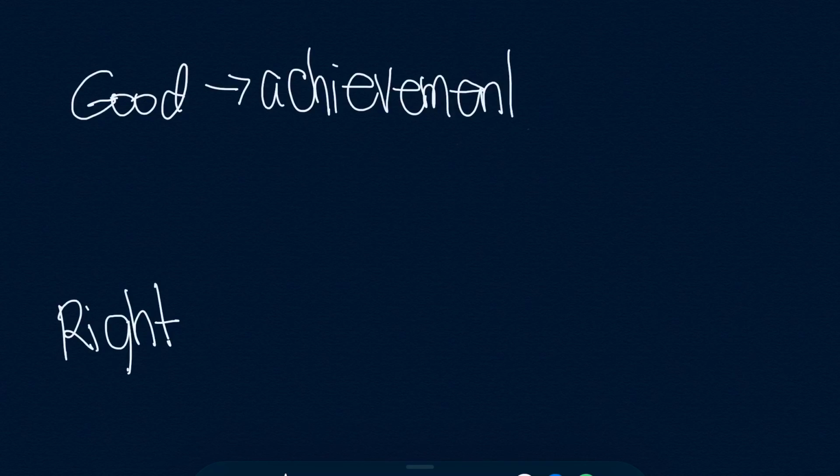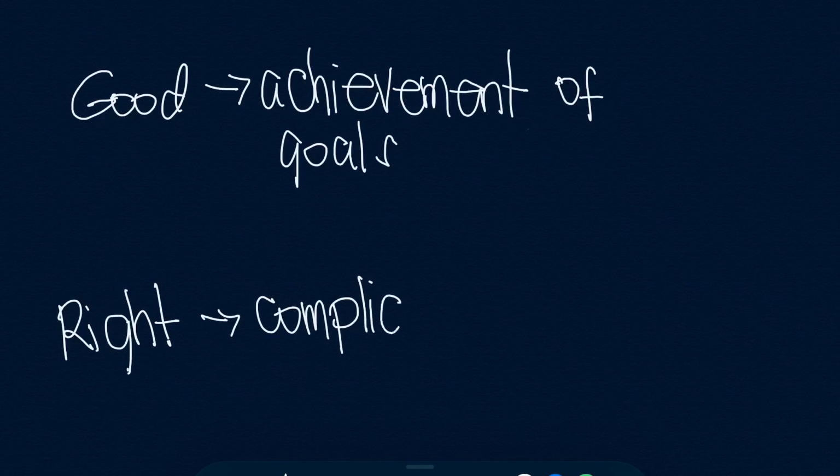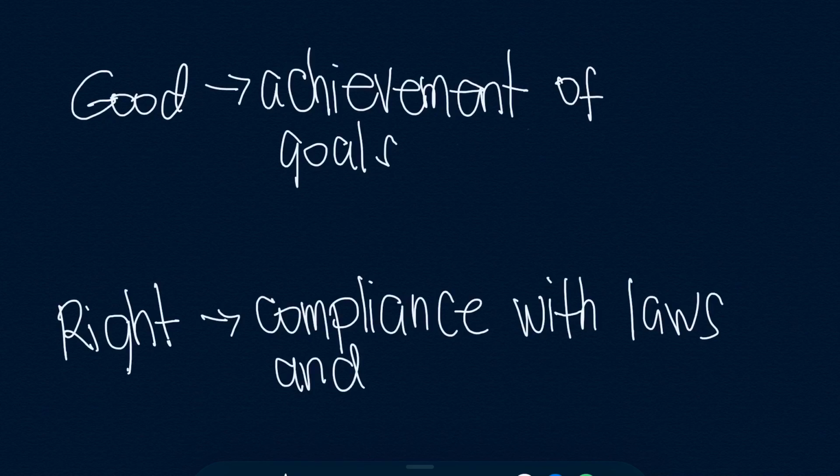When we say good, it has something to do with the achievement of goals. Again, it has something to do with the achievement of goals. On the other hand, when we say right, it has something to do with compliance with laws and rules. So to repeat, good has to do with the achievement of goals, and right has to do with compliance with our laws and the rules that exist in the society or community where we are.